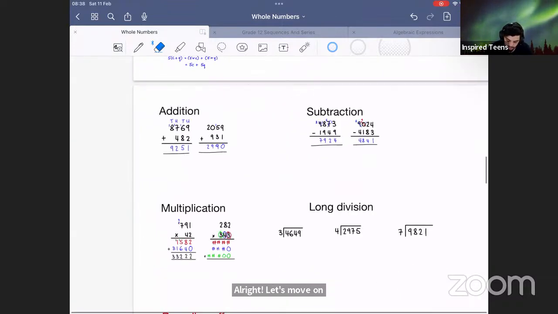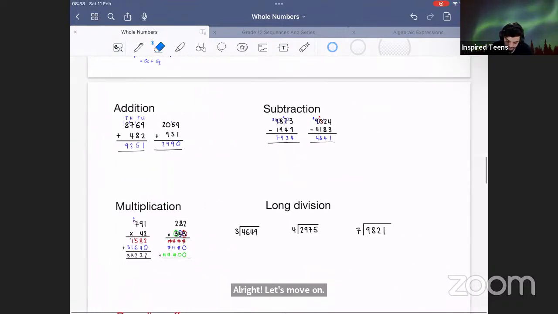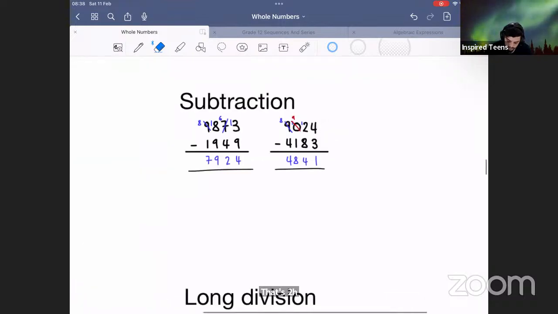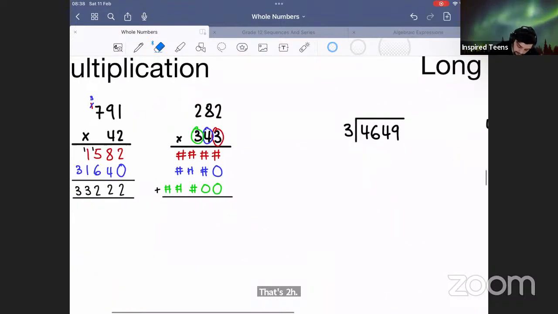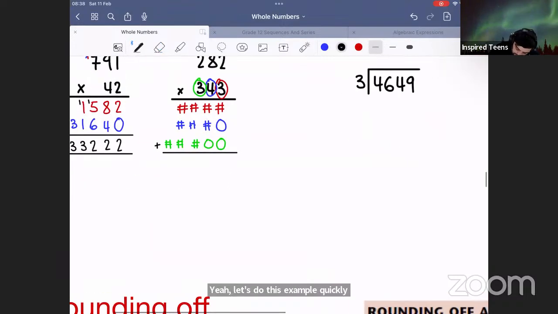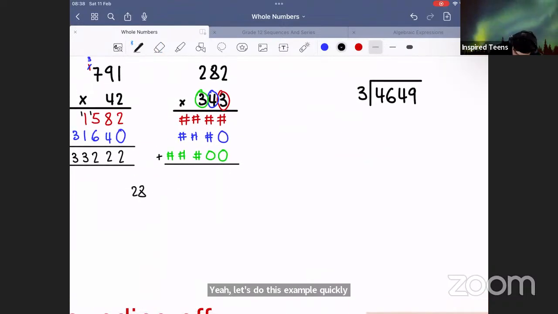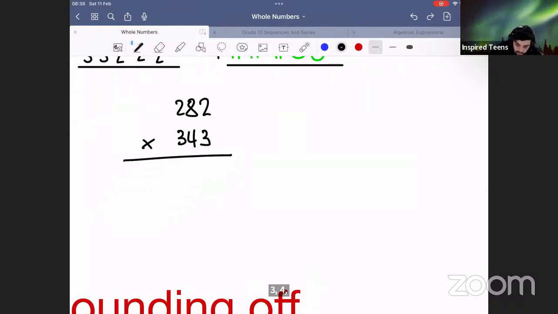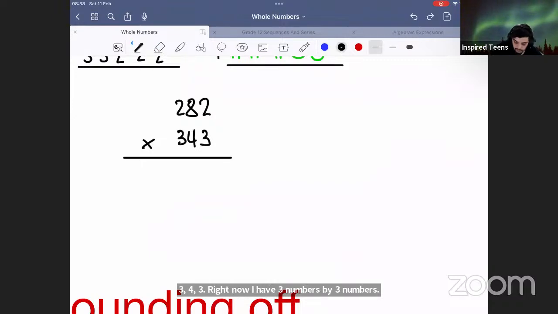Let's do this example quickly. We'll try and speed through it. So I'm going to leave that there and I'm going to rewrite it. 282 times 343. Right. Now I have 3 numbers by 3 numbers. So again, I'm going to work through it step by step. And I know that I'm going to have 3 rows because of these 3 digits here.